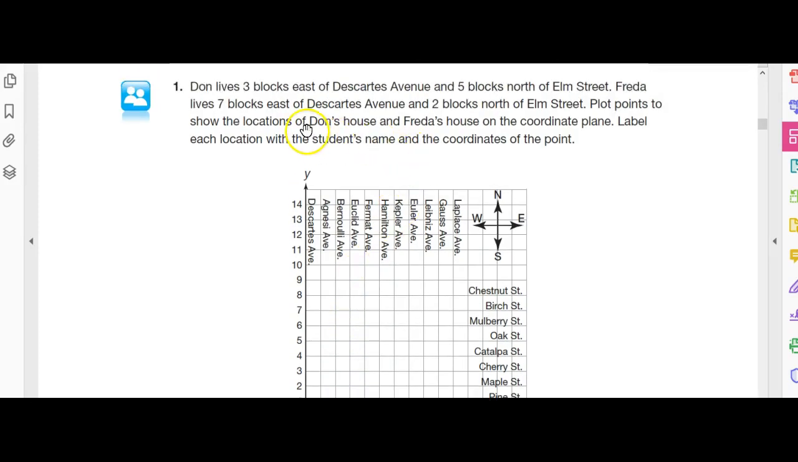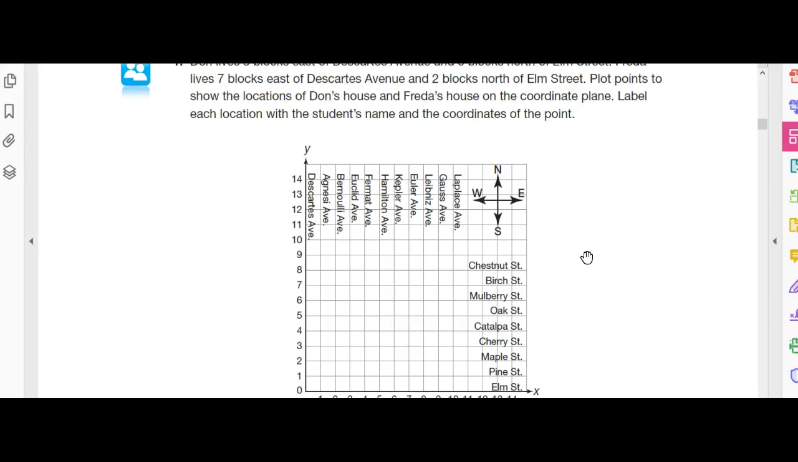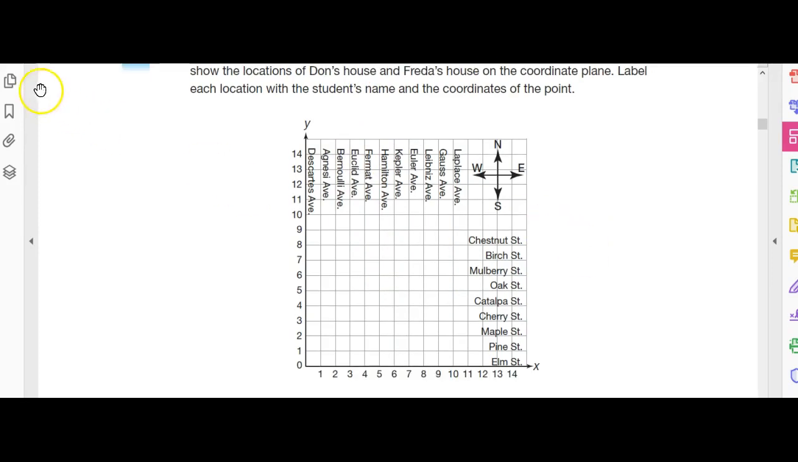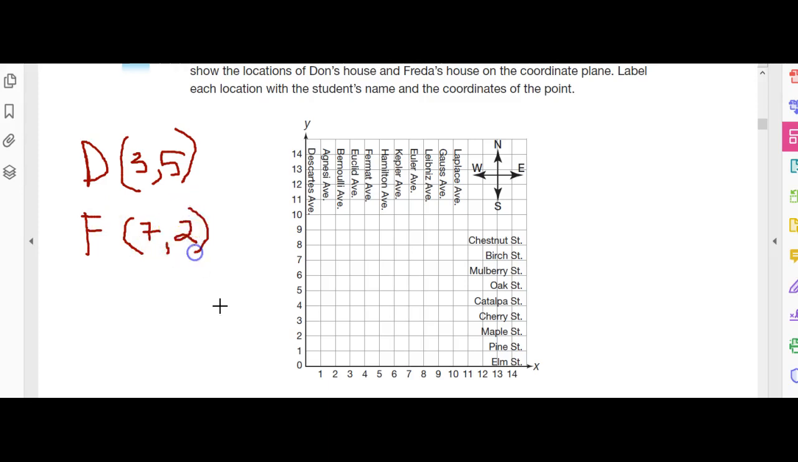And then it says Frida is 7 blocks east and 2 blocks north. And then we have those 2 locations. So here we go. 3 blocks east, 5 blocks north, 3, 5, and 7, 2. So I'm going to mark those here so I don't forget them. So Don is at 3 blocks east and 5 blocks north. Frida is at 7 blocks east and 2 blocks north. I hope I got that right. If not, you're going to go ahead and fix that for me.